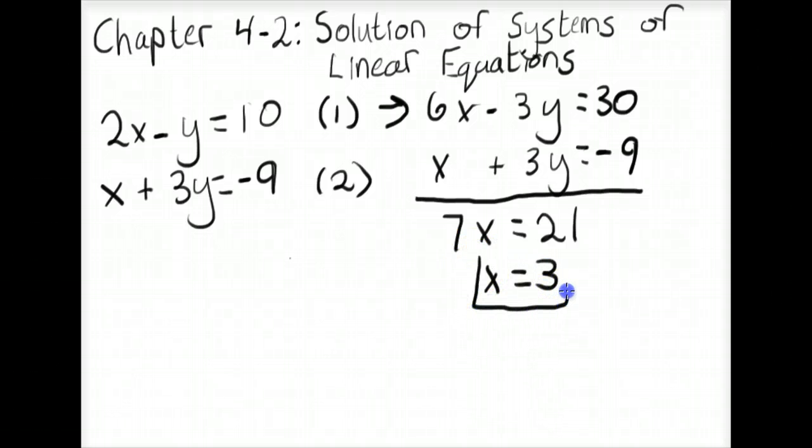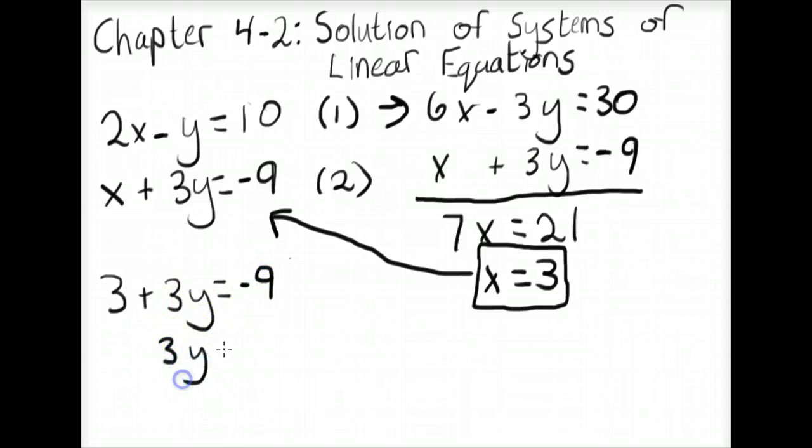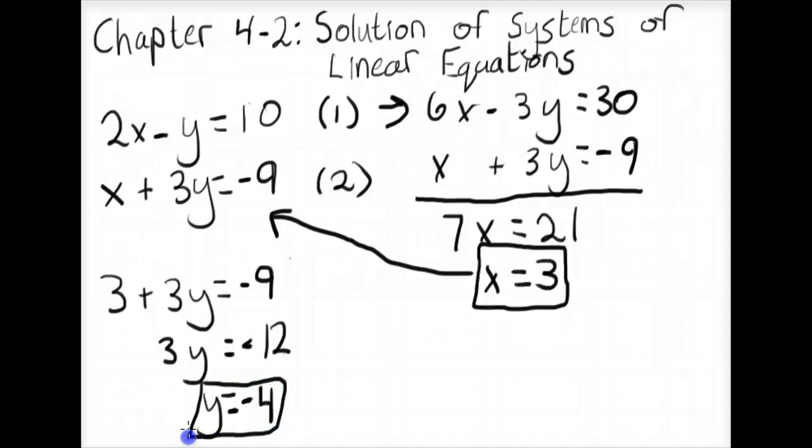At which point we can substitute x equals 3 into either equation and then solve for y. So substituting into the second equation, substituting for x, we'll have 3 plus 3y equals -9. Then subtracting 3 from both sides, we'll get 3y equals -12. Then solving for y, we get y equals -4. So now writing this solution as an ordered pair, we would get (3, -4). So basically, at x equals 3 and y equals -4, both these equations are true.